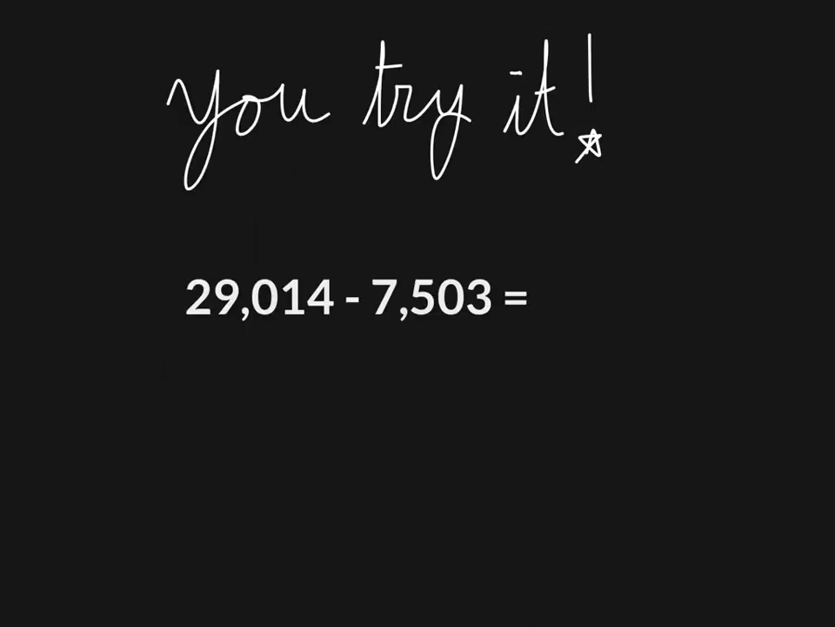Now it's your turn to try. 29,014 minus 7,503. Now when you rewrite this number, again, make sure you're very careful to line up the place values. Line up your ones with your ones, your tens with your tens, hundreds with hundreds, thousands with thousands. A really easy mistake would be to line up this thousands with this 10,000s, but you don't want to make that mistake. Start with your smallest place value.